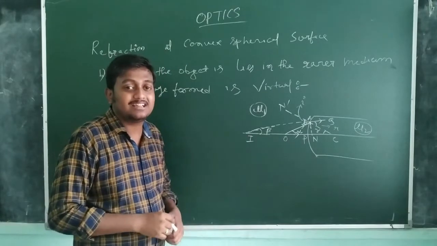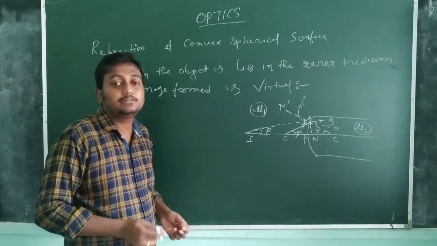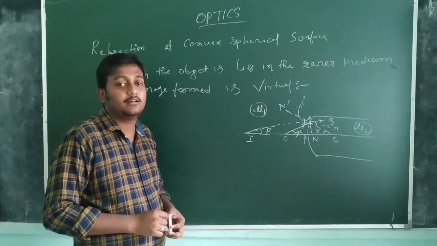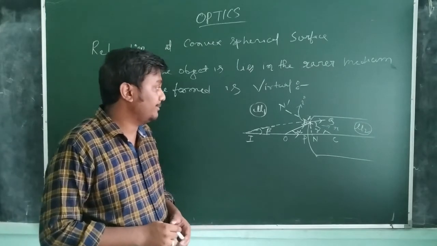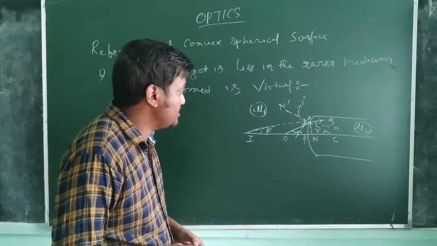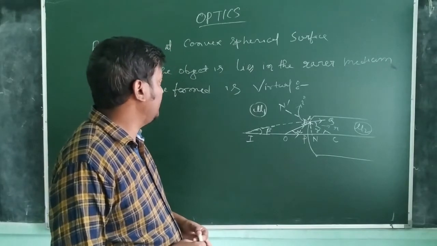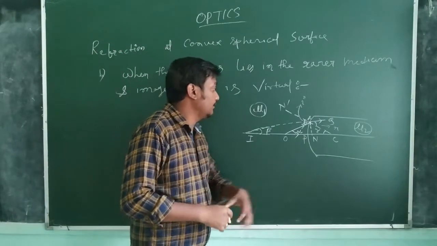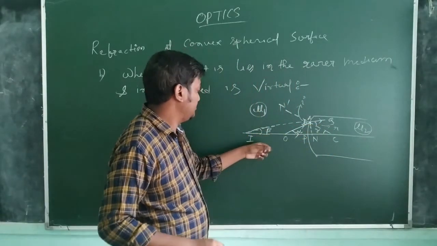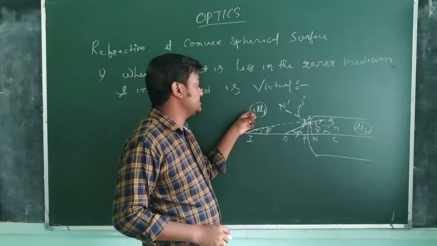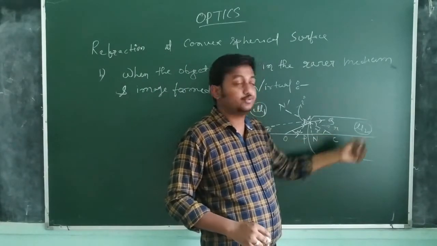Now today we will discuss the case where we place the object in the rarer medium, but the image formed is virtual. So we consider one convex spherical surface. This is the rarer medium with refractive index mu1, and this is the denser medium with refractive index mu2.